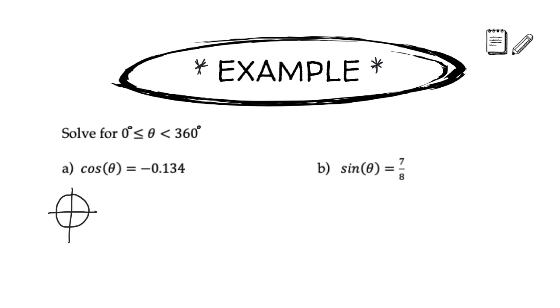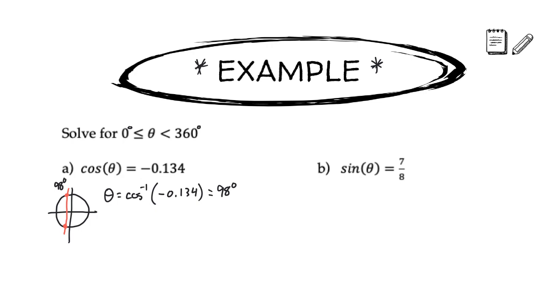I want to know about an x coordinate, so I can draw a vertical line at x equals negative 0.134, something like this. But ultimately, I'm going to need my calculator to get this started. On my calculator, in degree mode, I evaluate cosine inverse of negative 0.134. And this will give you 98 degrees, which, of course, will be one of the solutions.